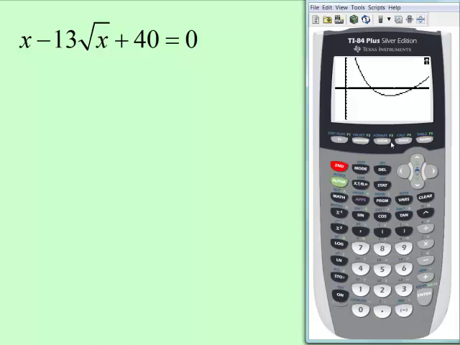I go second, calc, intersect, move the cursor close to where they cross, press enter 3 times, x equals 25 is one answer, and x equals 64, the other answer.